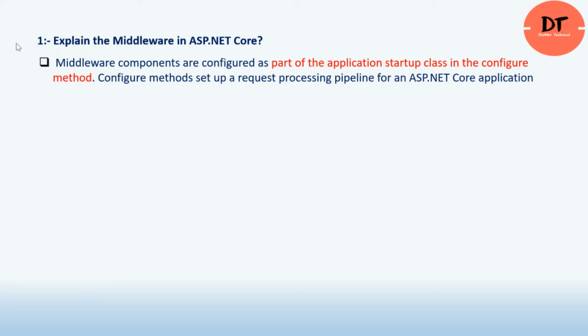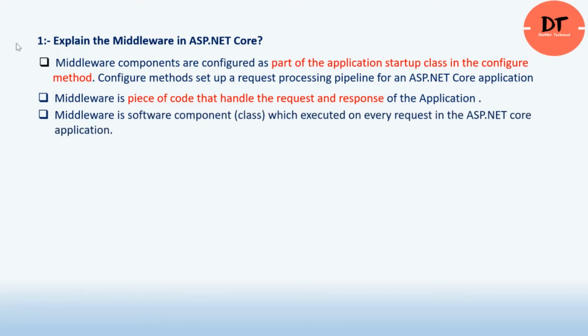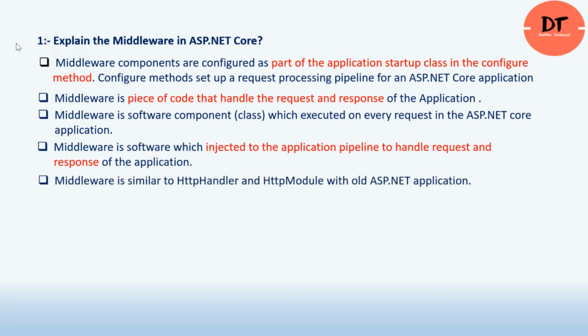Middleware components are configured as a part of the application Startup class in the Configure method. The Configure method sets up a request processing pipeline for an ASP.NET Core application. Middleware is a piece of code that handles the request and response of the application. Middleware is a software component which is executed on every request in the ASP.NET Core application. Middleware is software which is injected into the application pipeline to handle the request and response of the application. Middleware is similar to HTTP handler and HTTP module in the old ASP.NET application or ASP.NET MVC application.